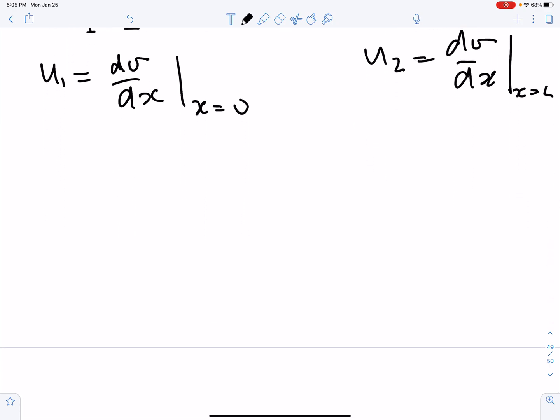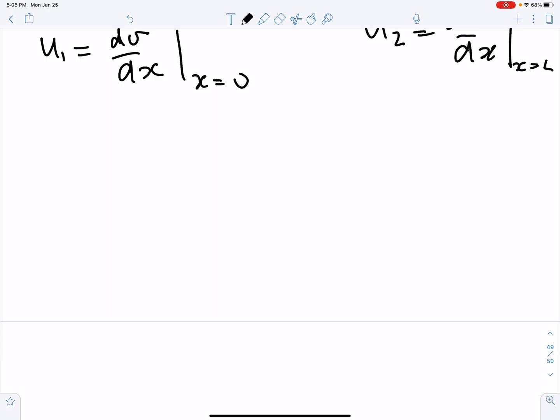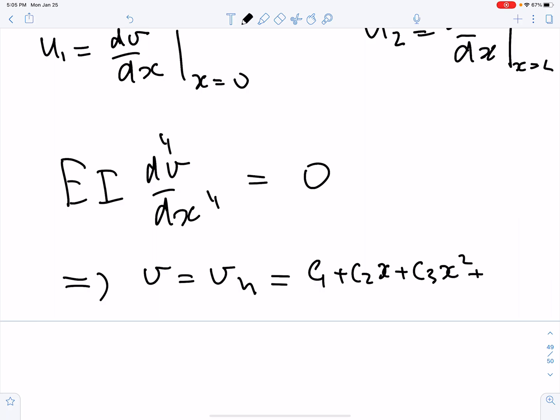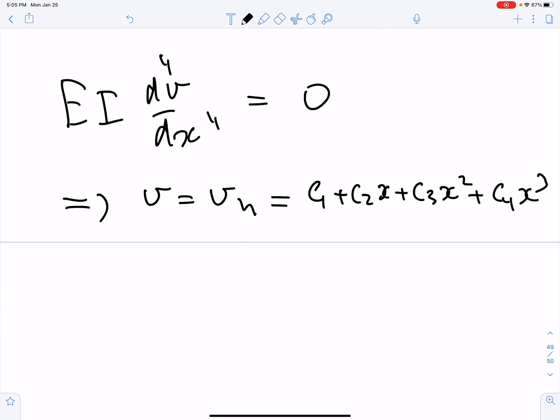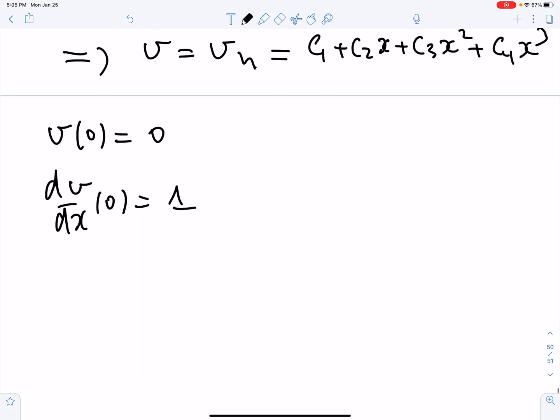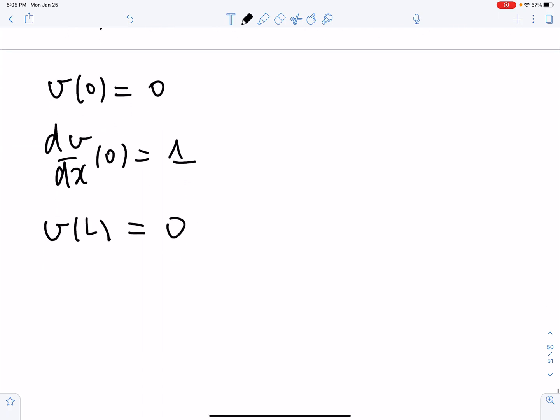Now let's solve our differential equation. We're looking at EI d^4v/dx^4 equals 0. So there's no particular solution; the homogeneous solution is it. V equals V_H equals C1 plus C2 x plus C3 x squared plus C4 x cubed. And the boundary conditions are V at 0 is 0, dv/dx at 0 is 1, we're imposing a slope of 1, V at L is 0, and dv/dx at L equals 0. So we're only controlling 1 degree of freedom.